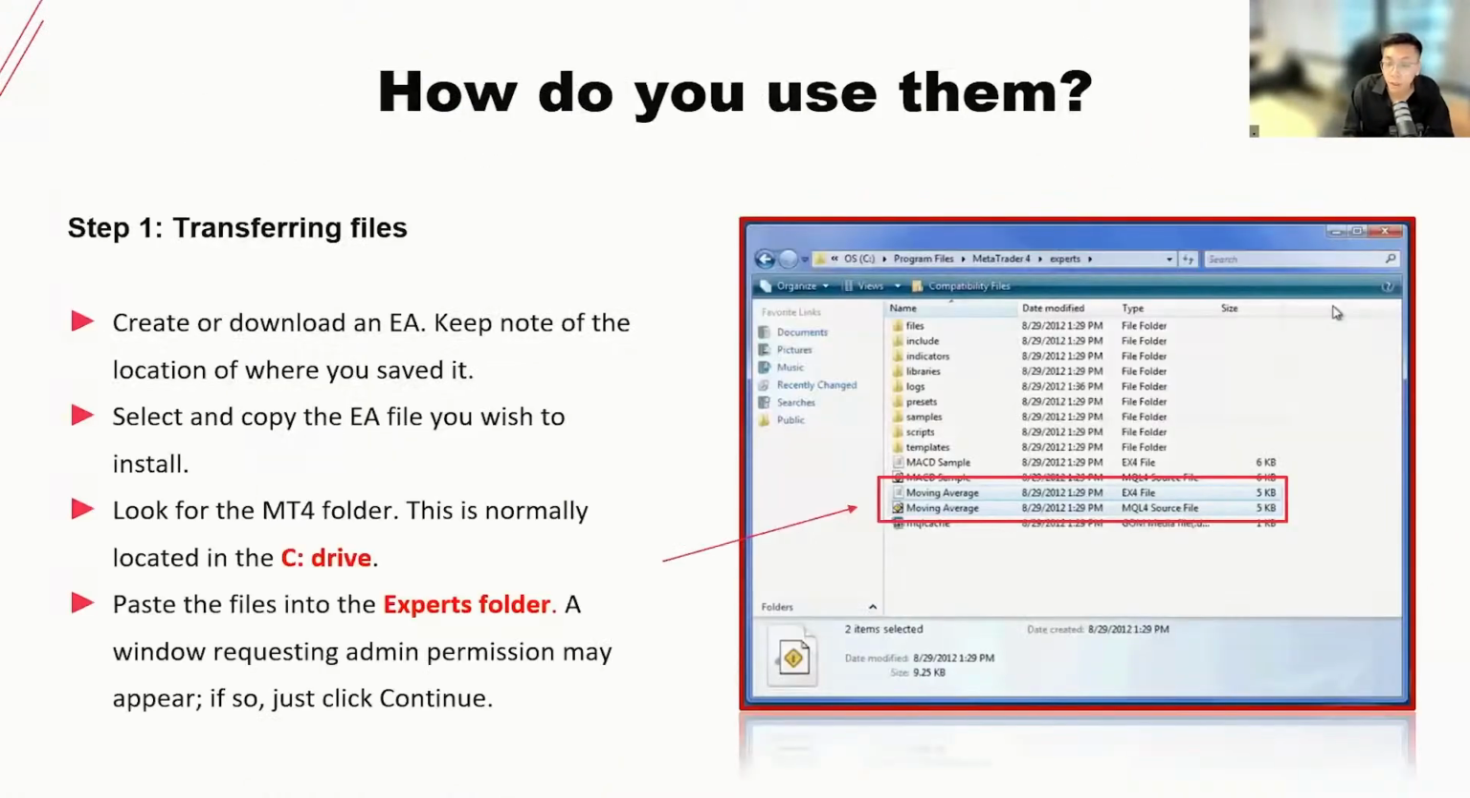Okay, moving on. How do you use them? So basically, step one will be the easiest, which is transferring your files. You have to select and copy the EA file that you wish to install, and look for the MT4 folder over here, and look for this important folder, which is experts, and you can copy and paste the EA files into this experts folder.